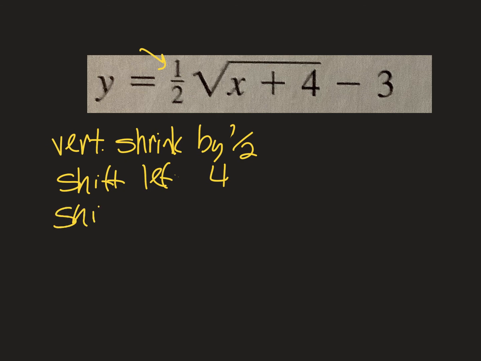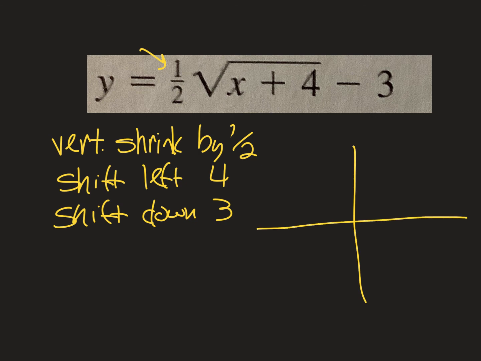You would shift down 3. Okay, so I'm going to draw a quick little graph right here to show you kind of what it does. Shifts left 4, so I'm going 1, 2, 3, 4. Shifts down 3. That tells you where you're going to start your graph. So I'm going to start my graph left 4 down 3 right down here. Usually I would go right 1 up 1 to right there, but because that 1/2 is there, I'm just going to go right 1 up a half. Connect those dots. And remember, if it's a square root graph, it's half of a sideways parabola.